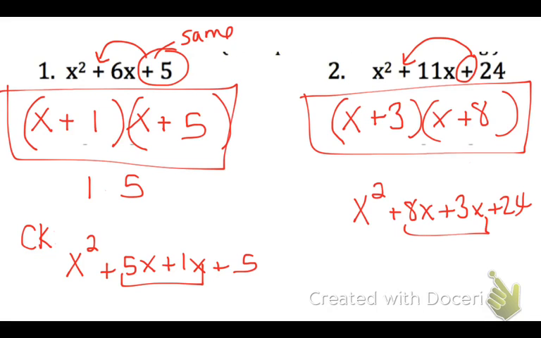Occasionally students will ask, does it matter if I put x plus 8 before the quantity x plus 3? The answer is no, because of the commutative property. You can change the order in which you multiply and still get the same answer.